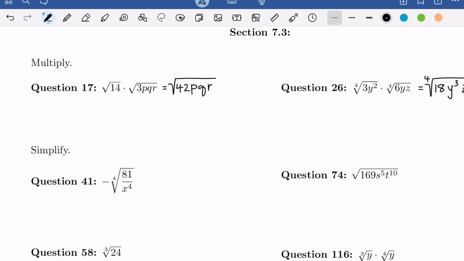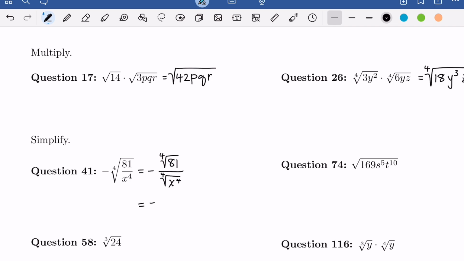We want to now simplify these radical expressions. For this one here, what we're going to do is split up the radical in the numerator and the denominator. What I mean is, this is the same thing as taking the 4th root of 81 over the 4th root of x raised to the 4th power. So we still have this negative on the outside. If we take the 4th root of 81, this is going to give us 3.